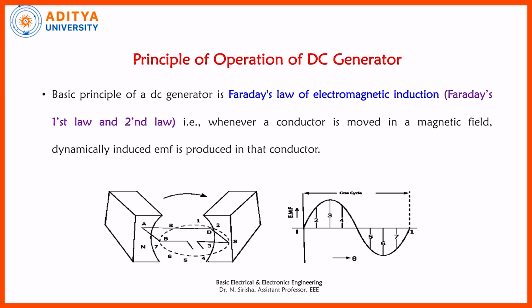So for the sake of understanding, we are taking a simple single loop, two turn coil ABCD, and how EMF is induced in the conductors, that is the principle of DC generator. Here we are having two magnets, north pole and south pole of a magnet, and a rectangular coil ABCD is placed in the vicinity of the magnetic field. So when this coil is moved in the magnetic field, EMF is generated in the conductors, and the EMF induced is of the form sinusoidal waveform.